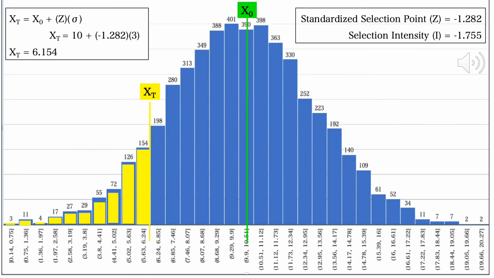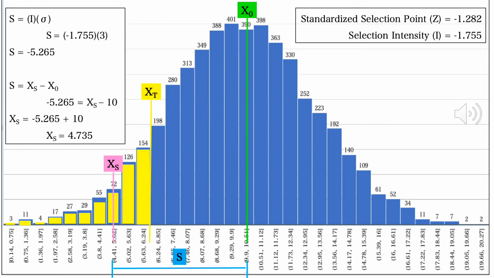Please note that because this trait is being decreased, Z and I are negative. If the trait was being increased, the numbers would be positive. Next, we find the selection differential, which is the difference between the selected population's mean and the original population's mean. To determine the selection differential, multiply the selection intensity and standard deviation. The selection differential is equal to negative 5.365.